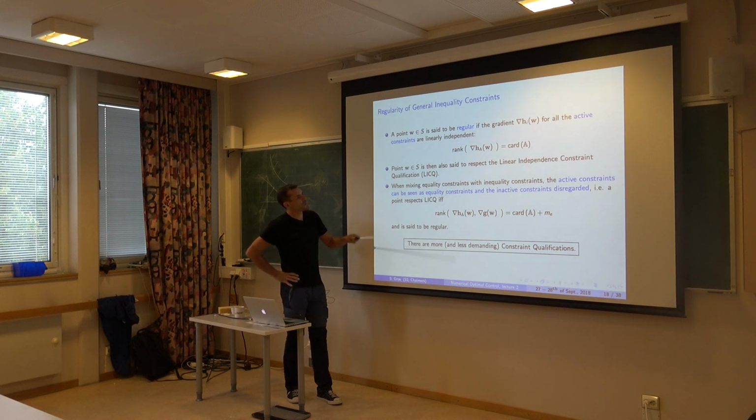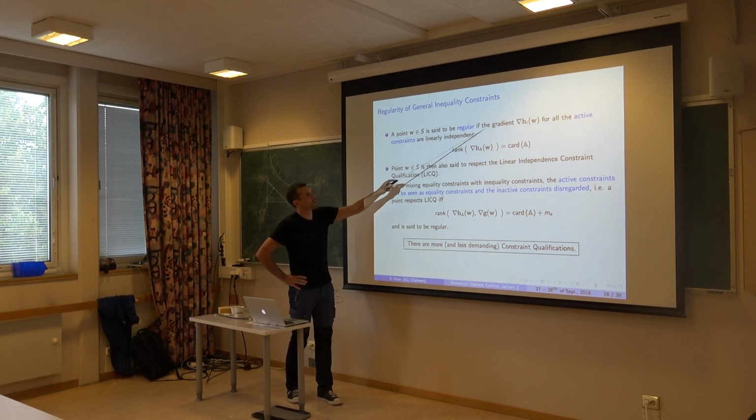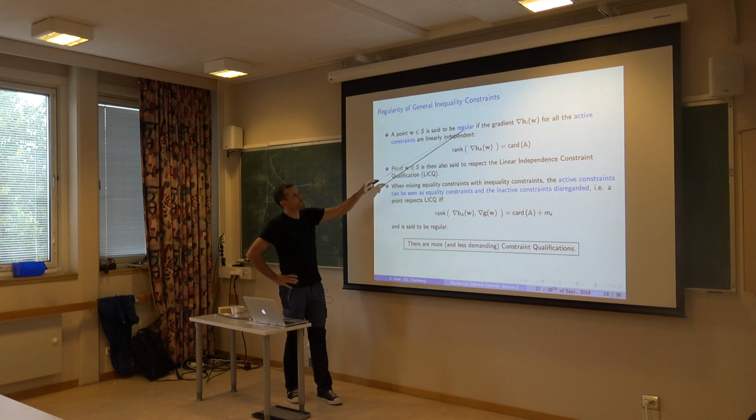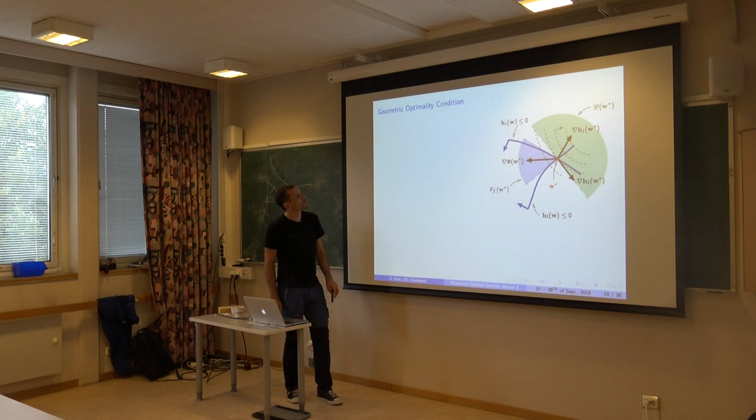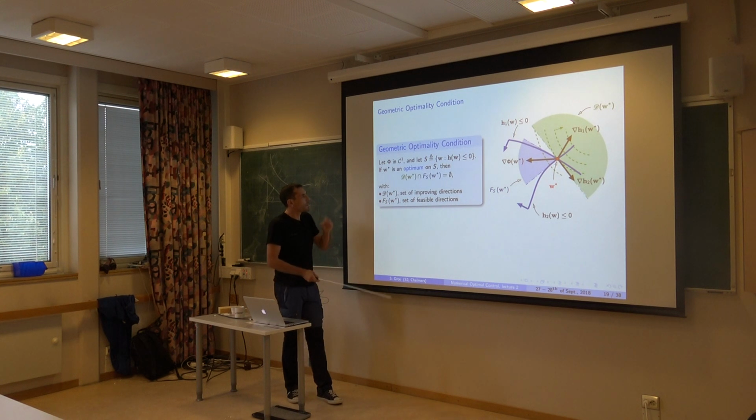Maybe I should say something about the logic here. If you satisfy this condition, this independence, LICQ, then the point is regular. But you can have regular points without satisfying this, by satisfying more involved constraint qualifications. Okay?